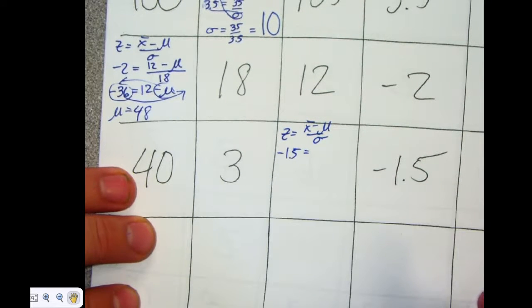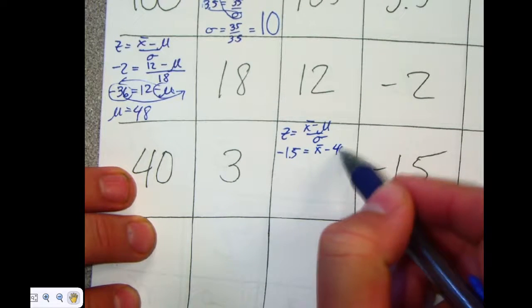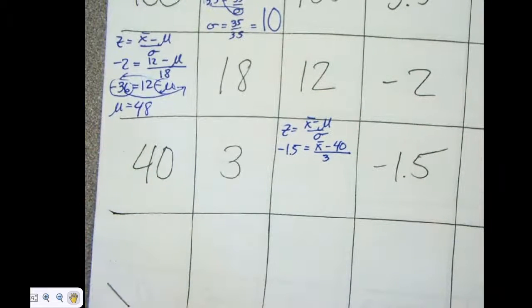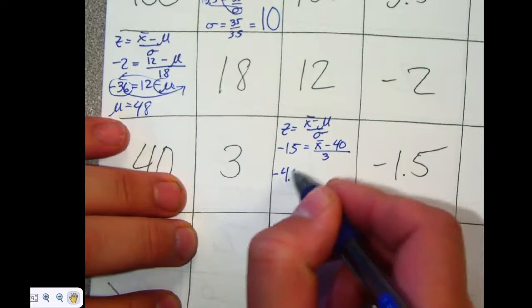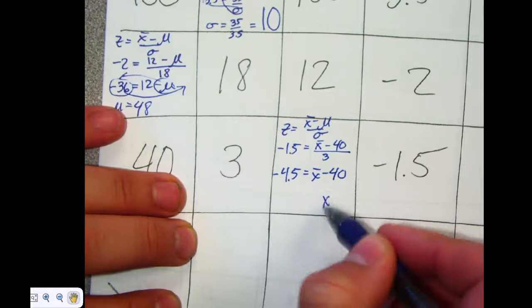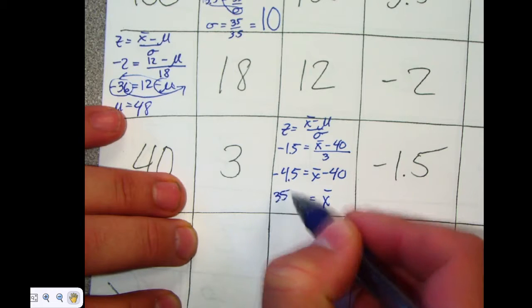-1.5 equals x bar minus 40, divided by 3. Again, the exchange of the variable, or exchange of the top and bottom, won't really help me because the variable's not in either of those spots. So I think I'll just multiply both sides by -3. So -4.5 equals x bar minus 40. And then if I add 40 to both sides, I would get 35.5.